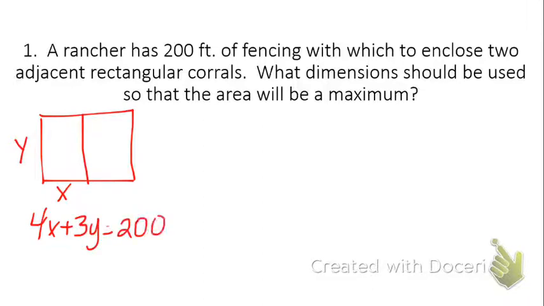Because we're going to put fencing in the middle too since we're doing these corrals. So it's not like they're together. Where did that come from? There's 4 x's, 1, 2, 3, 4, and there's 3 y's.